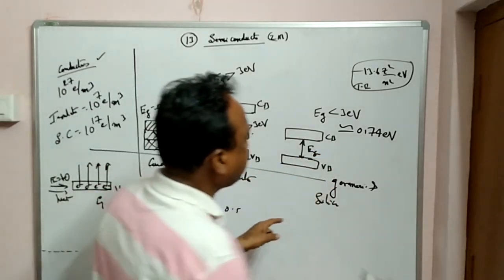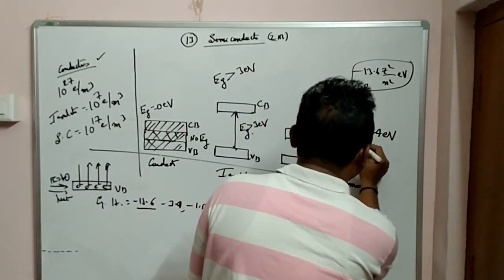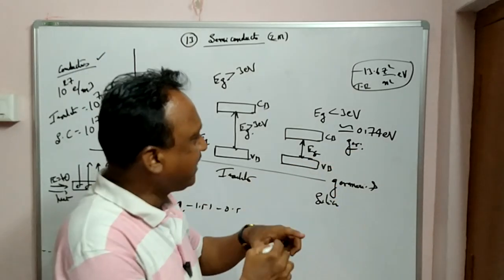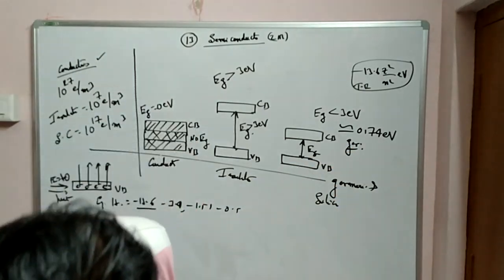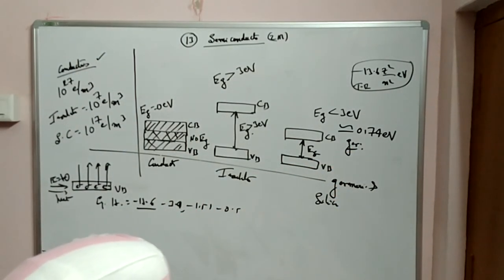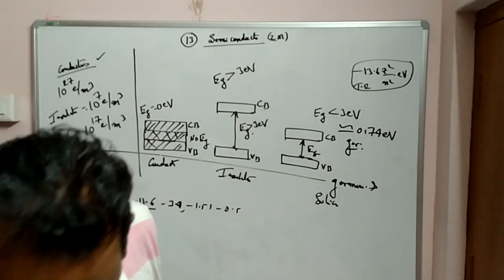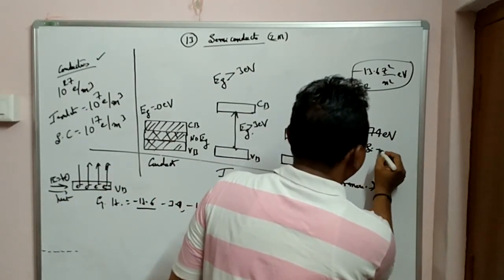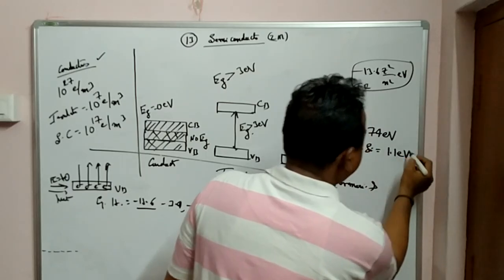Okay, for germanium, the energy gap value is 0.74 electron volts. And he has given for silicon also, you can write down nearly 1.1. For silicon it is 1.1 electron volts.